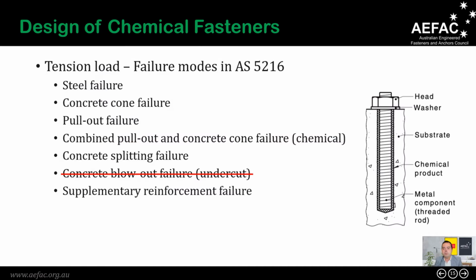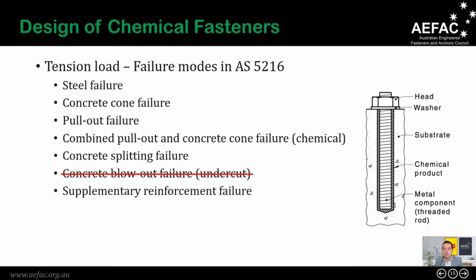Before looking into the post-installed reinforcing bar in detail, let's have a look at the design of chemical fasteners in tension in accordance with AS 5216. The fasteners need to be verified for 7 possible failure modes, and this has been explained in chapter 6 of the standard. The possible failure modes for tension are steel failure, concrete cone failure, pull-out failure, combined cone and pull-out failure, splitting failure, blowout failure, and supplementary reinforcement failure if there is any supplementary reinforcement.